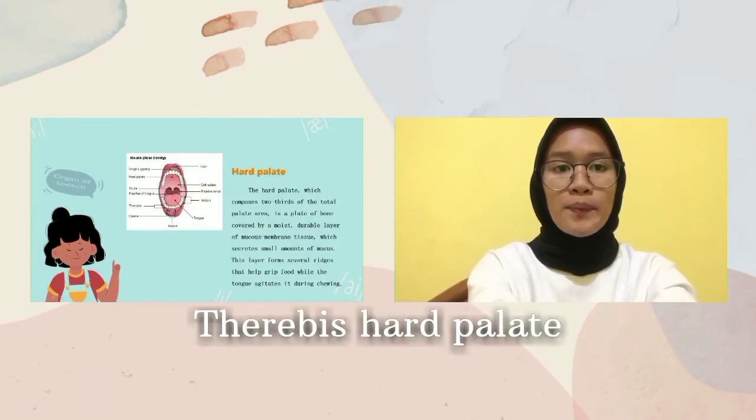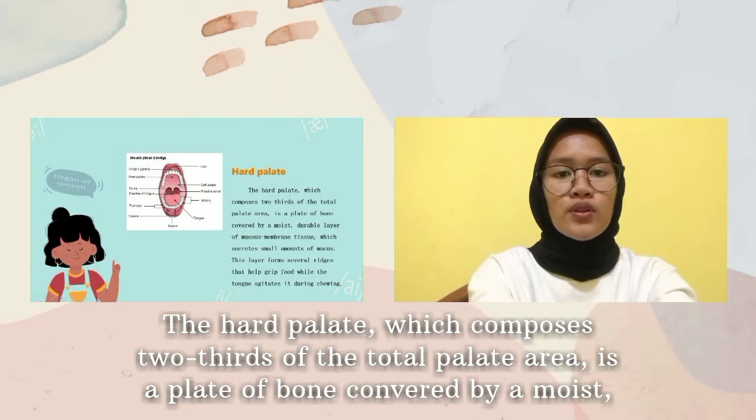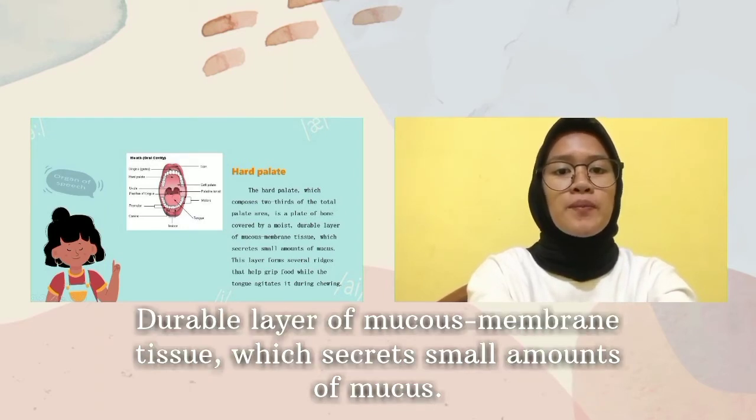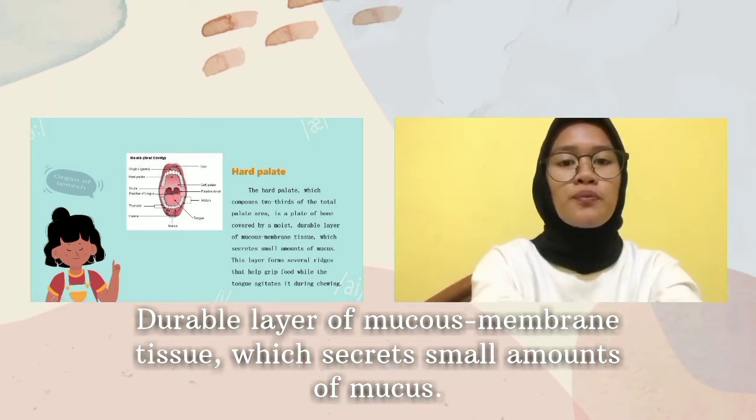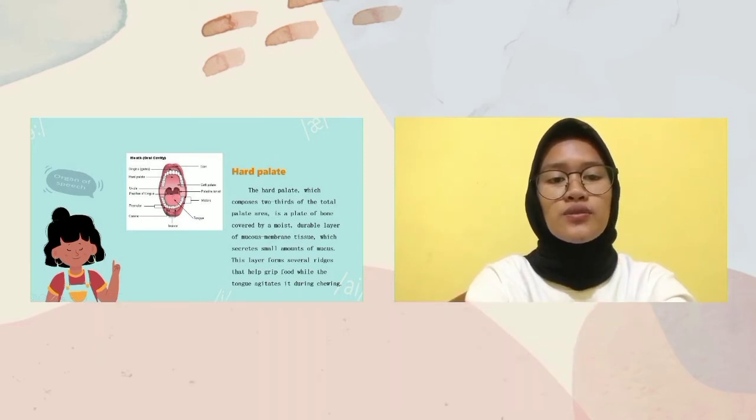There is the hard palate. The hard palate, which comprises two-thirds of the total palate area, is a plate of bone covered by a most durable layer of mucous membrane tissue which secretes small amounts of mucus. This layer forms several ridges that help grind food while the tongue agitates it during chewing.